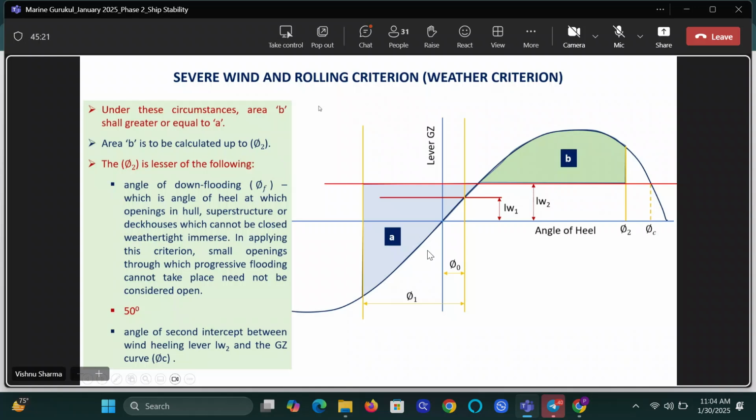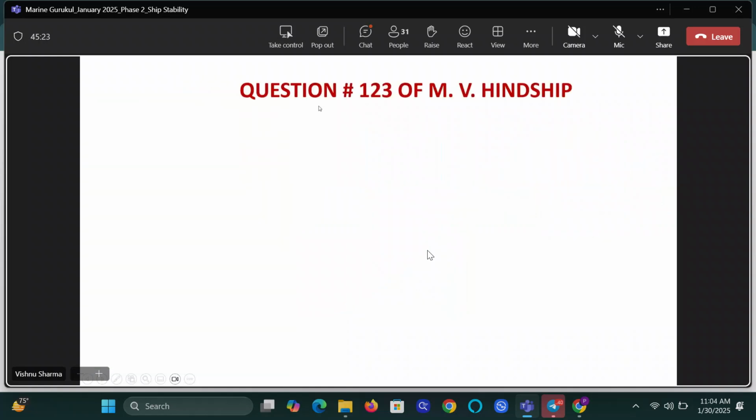Now, guys, on this, a numerical has never come so far. Let me be very clear about it. But you have a question in MV Hinship, question number 123, and of course, more questions can be made on it based on the GZ curve. And if you know the diagram, then you can handle it. This question has never been asked in the exam so far, but I do not rule out the possibility of this question or some other question being made and put in the numerical part. Okay, so be wary of it.